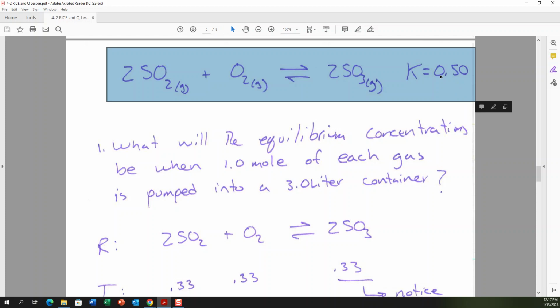Every time we're given a K value, it doesn't mean you always have to do a Q calculation, but if you know what K is, keep it in the back of your mind. Maybe a Q calculation can help you.